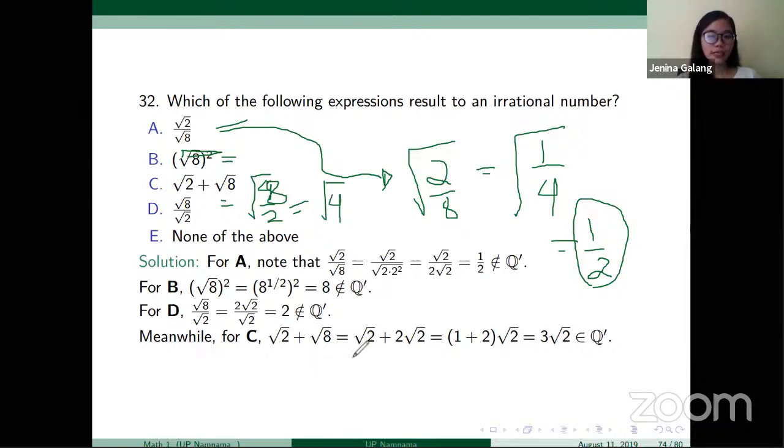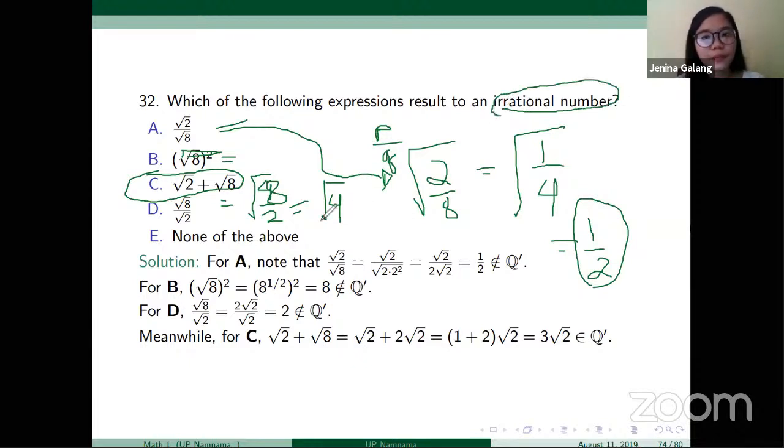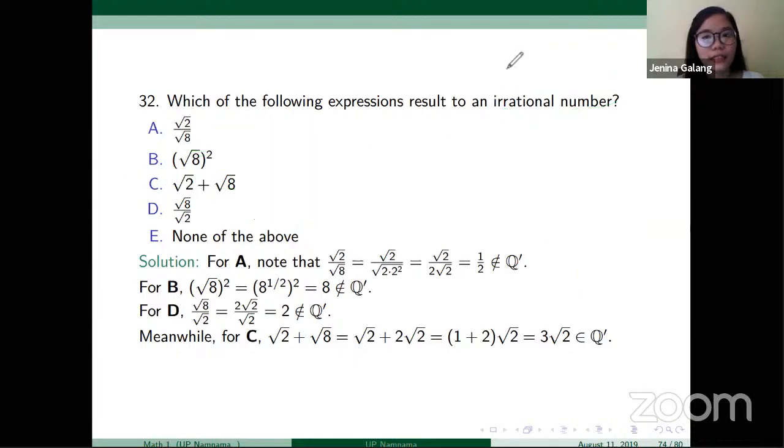So yung C, hindi kasi natin ito ma-express na p over q such that p and q are integers. So this number belongs to the set of irrational numbers. So yung sagot natin is letter C.